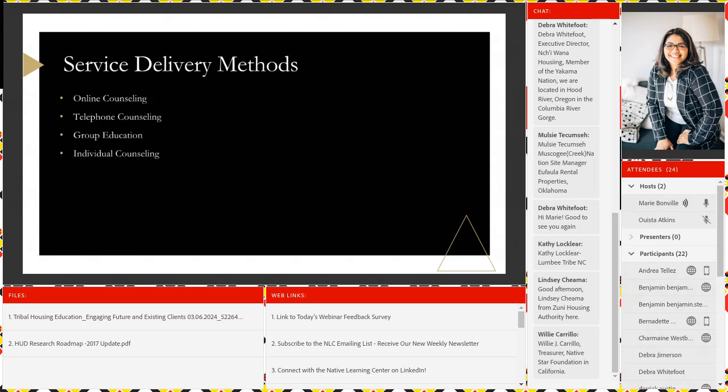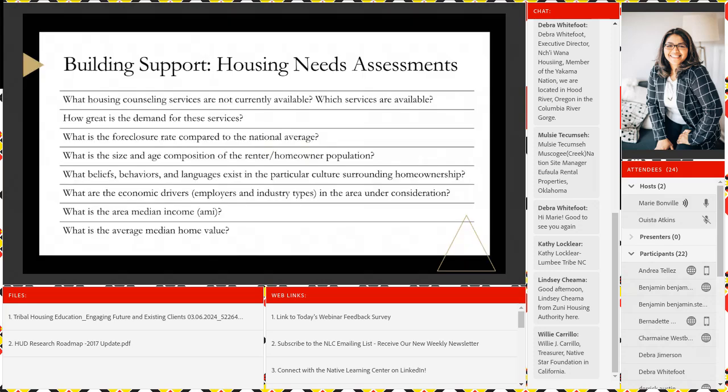Now everyone's moving to an online counseling model to be able to provide additional or expanded access. Of course, there's always been telephone counseling, group education, as I mentioned before, and our tried and true one-on-one individual counseling that takes place. But building support takes time and energy, and also confirmation that the need is there, right?